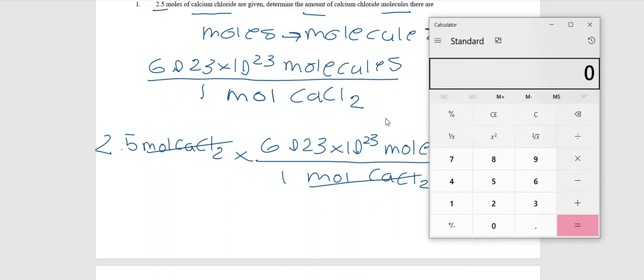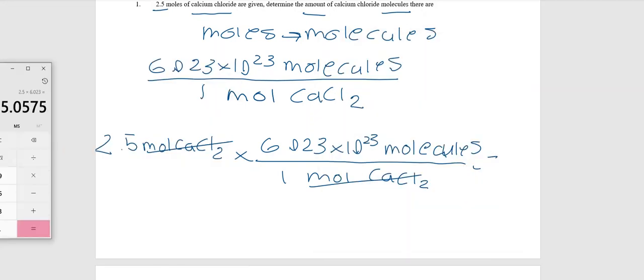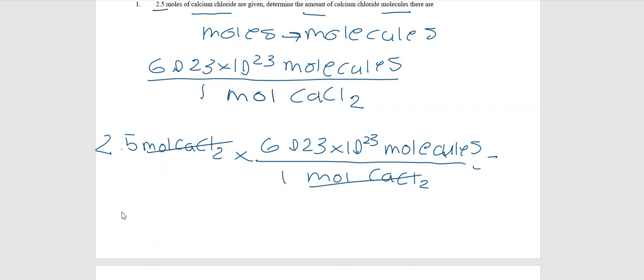And so, in order to do the math behind this, all you're going to do is take the two base numbers and then add in the scientific notation portion at the end. So you're going to do 2.5 times 6.023, and you get, we're going to round this down to 15.1. And then you're going to write that out and then add the 10 to the 23rd at the very end. So the solution should be 15.1 times 10 to the 23rd molecules. And this would be the final answer.